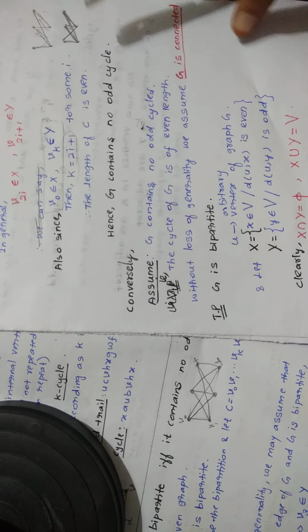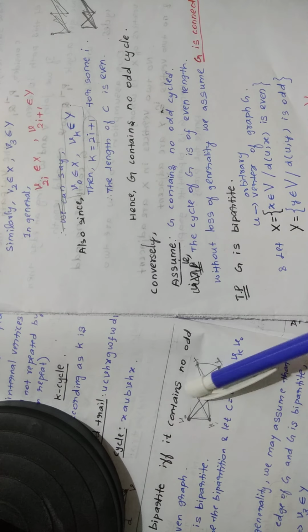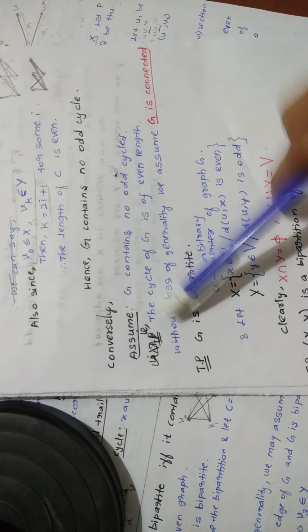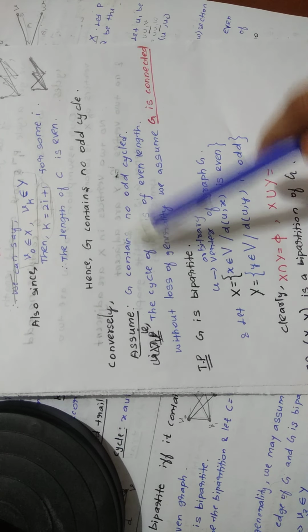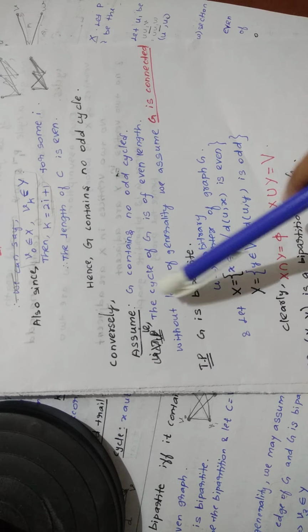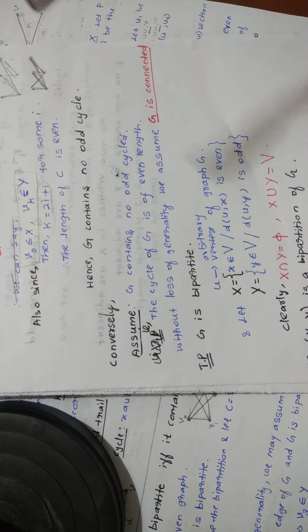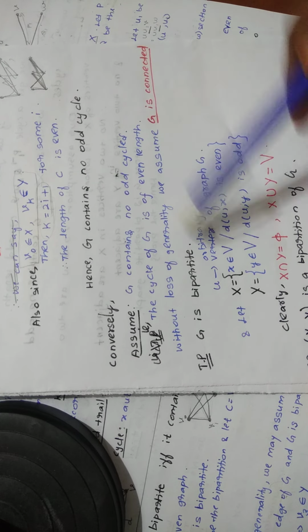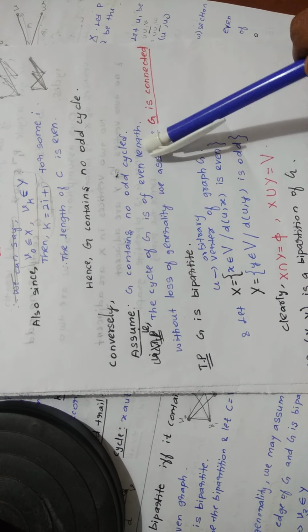So here in the converse part, we are going to assume the second part and prove the first part, that is we are going to assume G contains no odd cycles. So the cycle of G is of even length. If there is no odd cycle, what does it mean? It means that the cycle of G is of even length, right? That is what we have assumed here.